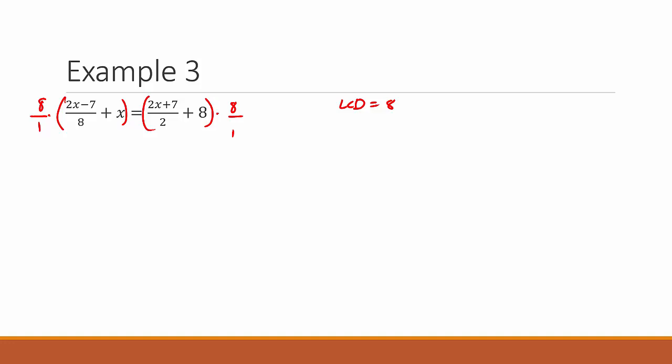Using my distributive property on the left-hand side, I have 8 times its first fraction. The 8's will simplify. 8 will go into 8 one time, so it gives me 1 times 2x minus 7. Then multiply the 8 times the x since I have that plus there, so it gives me 8x. On my right-hand side, I'm going to distribute the 8 also. When I multiply 8 times that first fraction, the 2 and the 8 will simplify. 2 goes into 8 4 times, so we'll have 4 times 2x plus 7. Distribute here. 8 times 8 is 64.